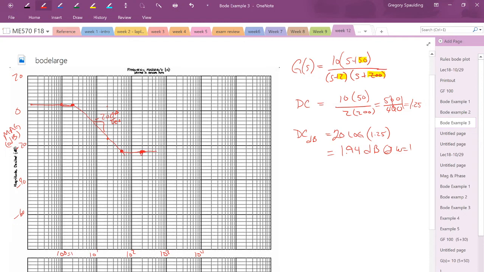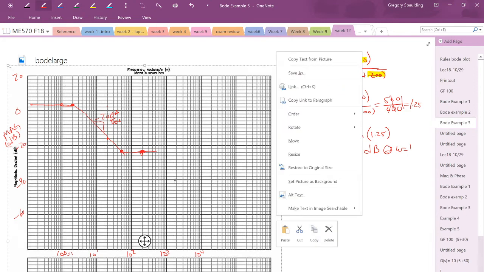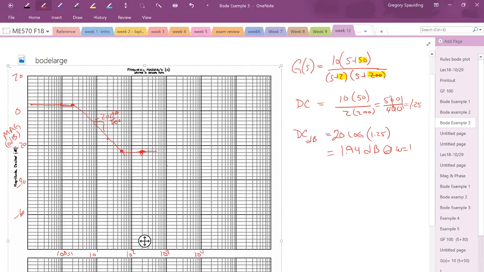And then we're going to see this is a pole. And so a pole tells us a change of minus 20 dB per decade. And so we're going to go minus 20 dB per decade again. So we're going to end up at over 1 decade, down 20 dB, and we should have a point there that we run a line through, and we should end up looking something like that. Okay, so this would be our asymptotic magnitude plot for our Bode for this transfer function.